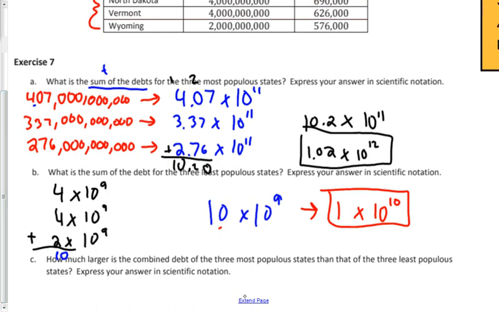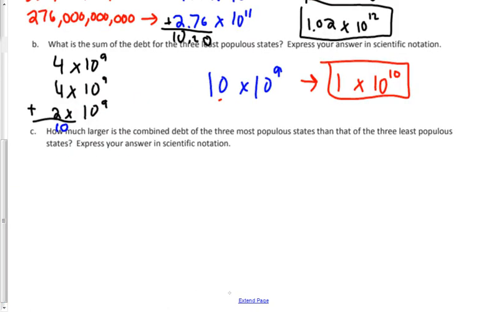All right, last thing with this. It says, how much larger is the combined debt of the 3 most populous states than that of the 3 least populous states? So to find how much larger it is, we'd have to subtract. So what we're doing is 1.02 times 10 to the 10th power, or 12th power, minus 1 times 10 to the 10th power.